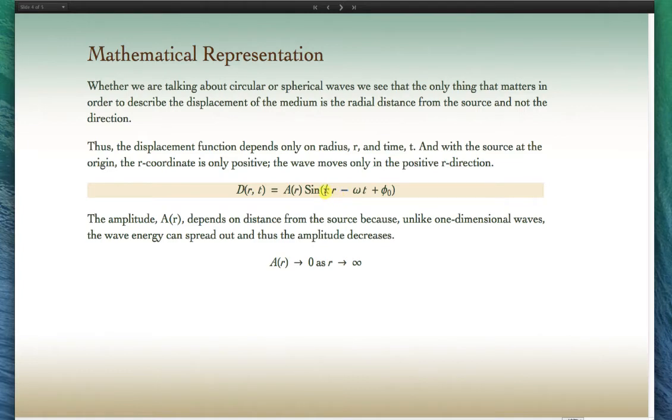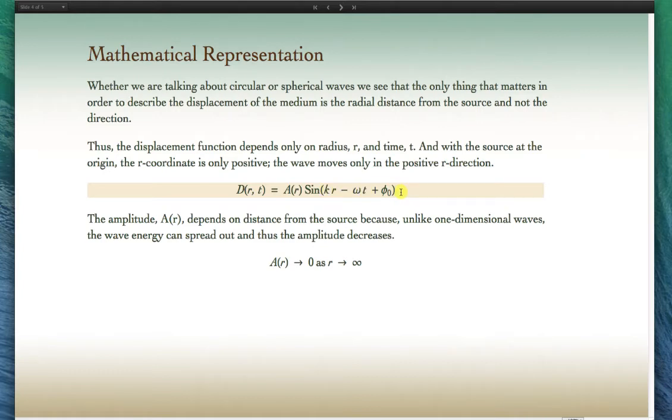So if I have a wave that's moving in the positive x direction, for example, I would have kx minus omega t. If it's traveling in the negative x direction, I'd have kx plus omega t. But these waves are not traveling in the negative r direction, they're traveling in the positive r direction. So it's kr minus omega t.